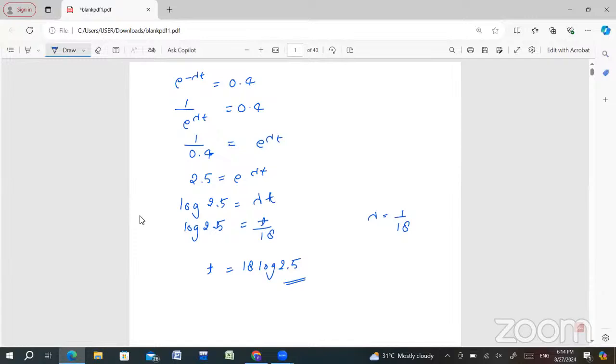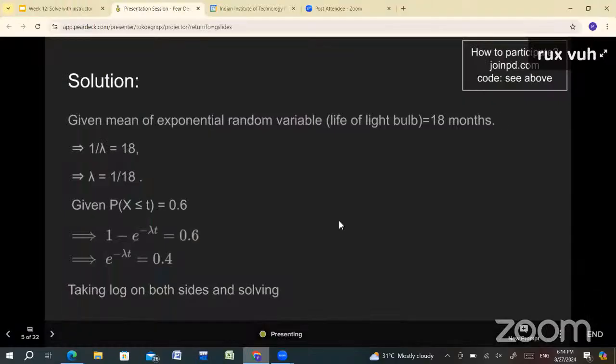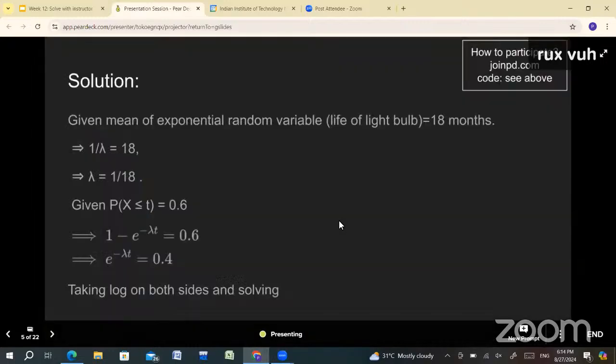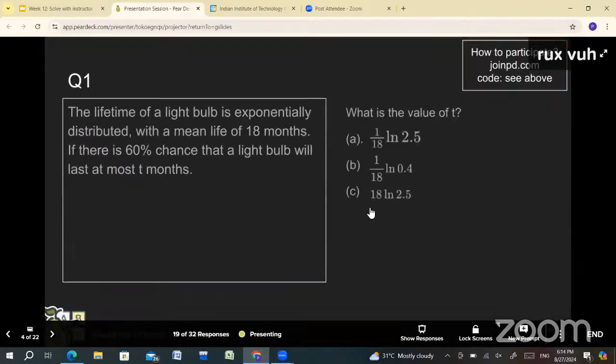Now, option C is correct here, which was 18 into log 2.5.